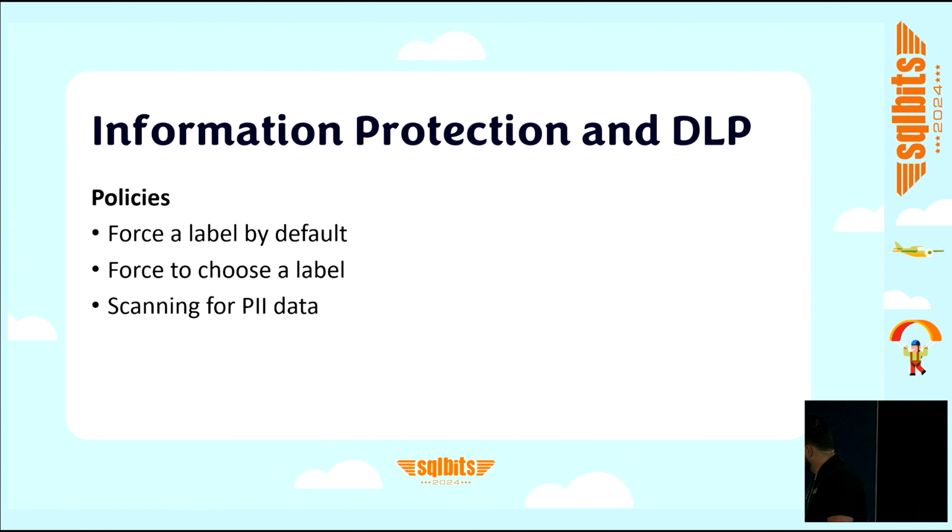But there are another two policies that I think might be important, though you should choose only one of them. One is to force a label by default. For example, you could say, okay, I want everything to be classified by default as confidential. I wouldn't go that way. I would go maybe with forcing to choose a label. So you are forcing the developers to choose a label, so they need to understand if something is confidential, general, or very confidential.